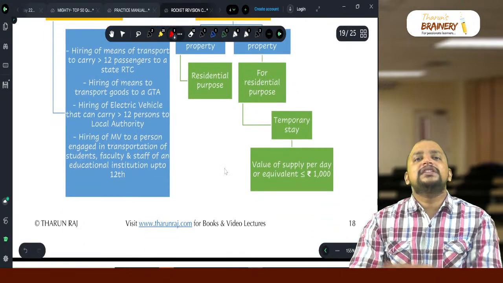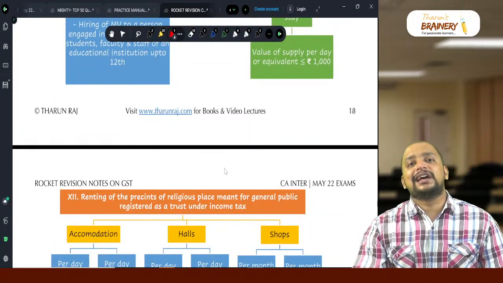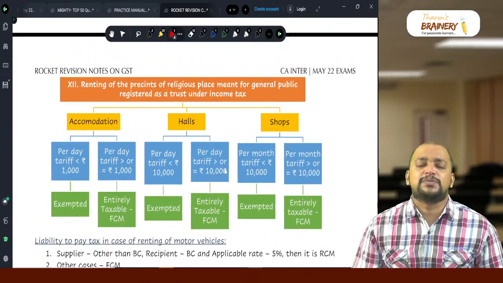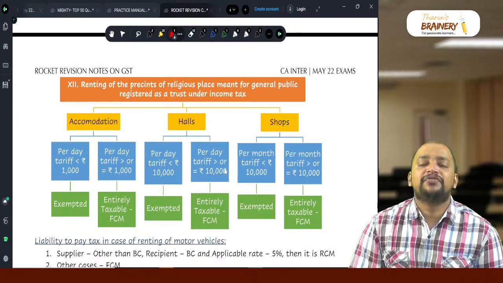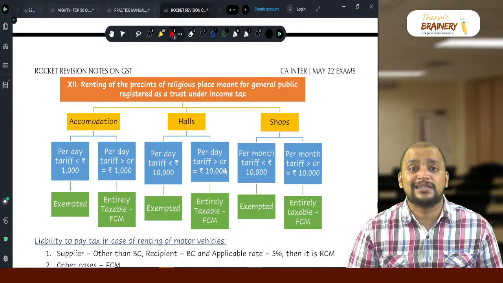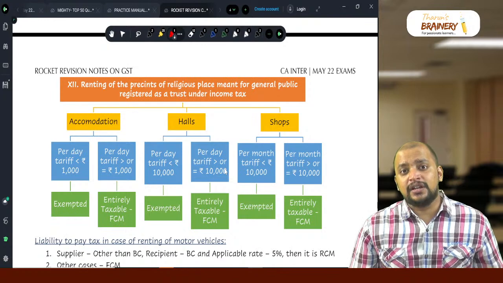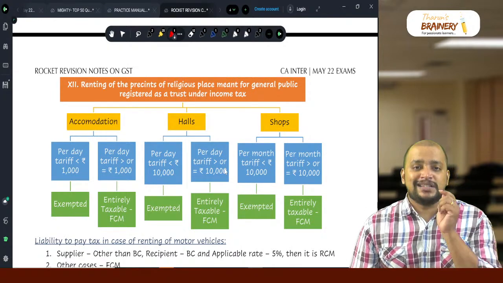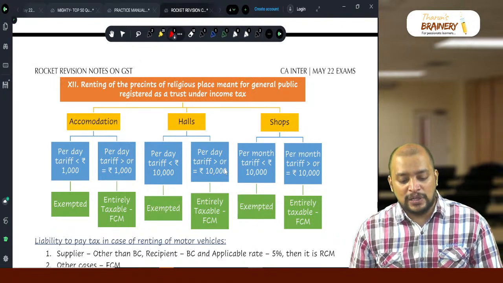So remember, in all these monetary limits, wherever the monetary limit is there, if that limit crosses, the entire way it will be taxable. Okay. Then renting of precincts of a religious place meant for general public. So registered as a trust, there is a religious place meant for general public. It is registered as a religious trust or a charitable trust. The precincts of the religious place is given on rent for accommodation. So now per day, if it is less than 1000 rupees, it is exempted. Greater than or equals to 1000 rupees, entirely it will be taxable.